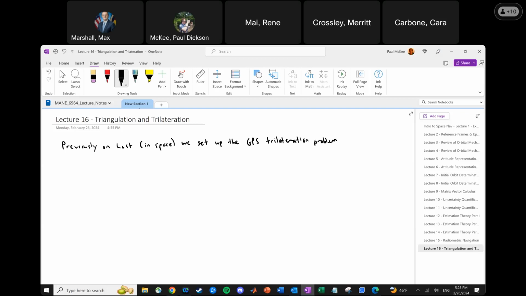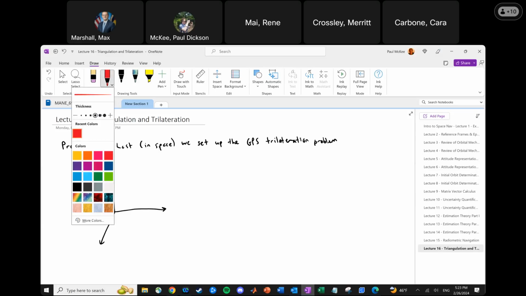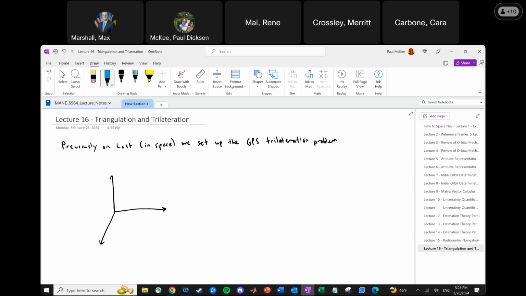Trilateration problem. And so that's going to look like what? So let's say we've got some coordinate system, and I'd like a nice blue color here. So this is going to be the Earth. GPS works on the Earth. It also works in space, kind of. Your mileage may vary.